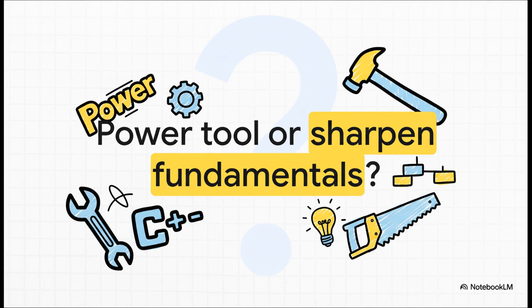And that really brings us to the final question, the one that every great developer asks themselves. The next time your application starts to feel slow, what's your first move? Do you immediately reach for a big external power tool? Or do you first take a look inward and sharpen your own fundamentals? The answer to that question is often what separates good code from truly great code.